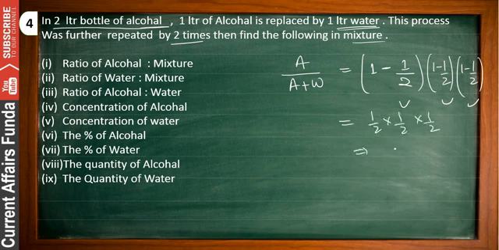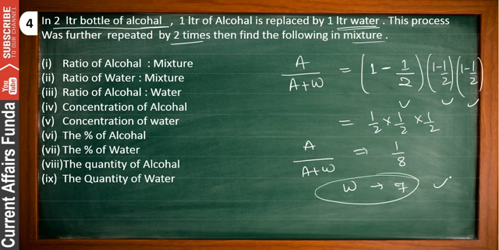So it will be 1 by 8 here. So we can say alcohol is 1 ratio, and alcohol plus water is in 8 ratio. So we can say water will be 7 ratio. Fine. So from here we have evaluated 2 things: alcohol is in 1 ratio and water is in 7 ratio, and total alcohol is to mixture, that is 1:8 ratio.